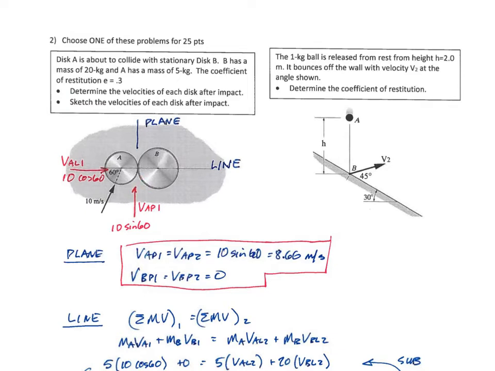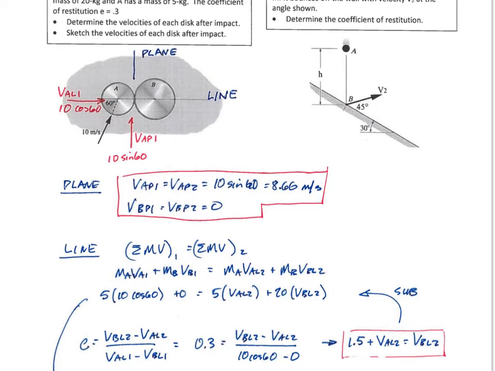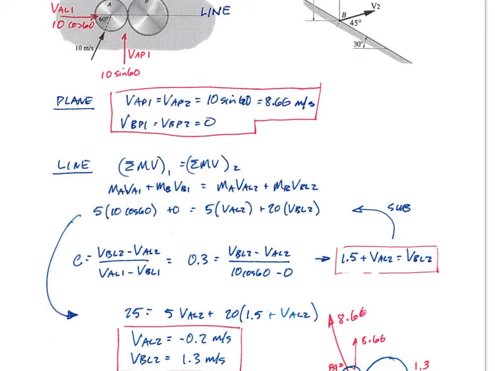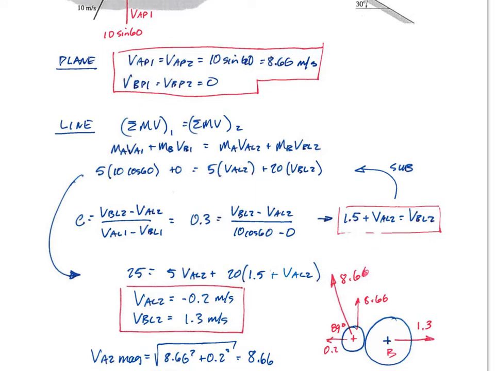We do know that the VA in the plane before impact is going to be equal to the VA in the plane after impact. So I do the plane first, and I know VA plane 1 is equal to VA plane 2, and that is 8.66. B has no motion in the plane. Then we're going to talk about the line. We have the sum of the momentums and the coefficient of restitution. Putting those two equations together, we can find the components of A and B in the line, and those are VA line 2 and VB line 2.